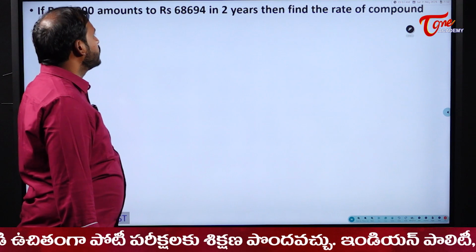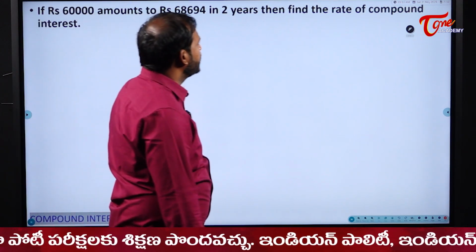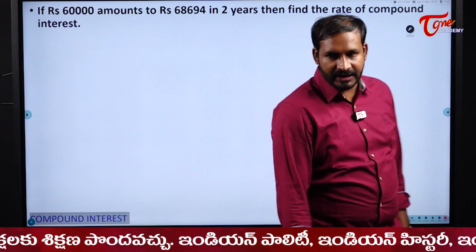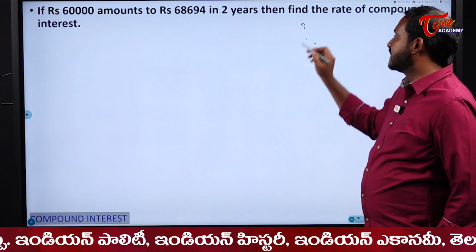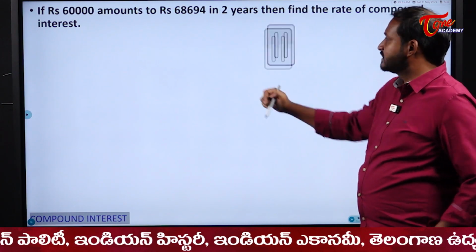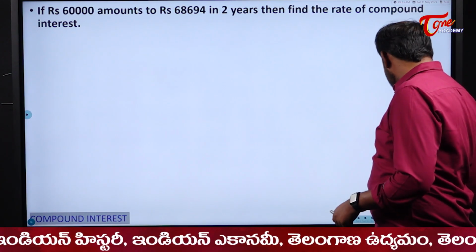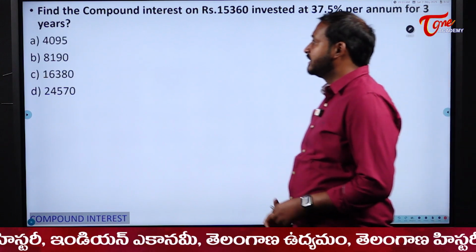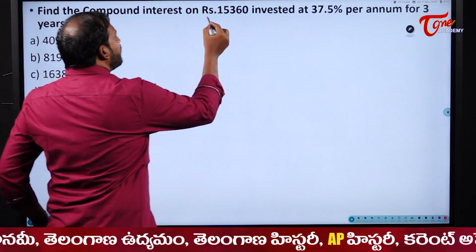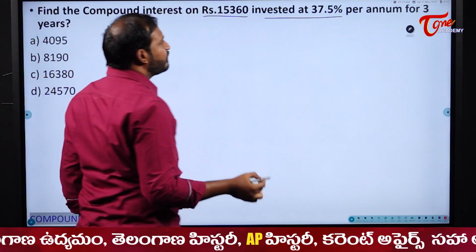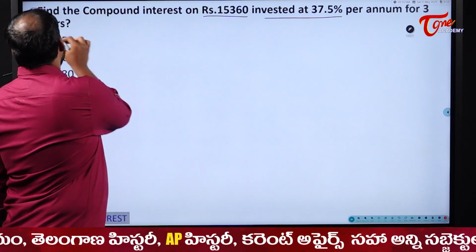Next, we will see the next one. If 6,000 amounts to rupees 68,694 in 2 years, then find the rate of compound interest. For the time being, we will put this aside. Later, we will come to this one, students. Once again, we will come back to this one and then we will discuss that. Now, see here. Find the compound interest on 15360 invested at 37.5% per annum for 3 years.